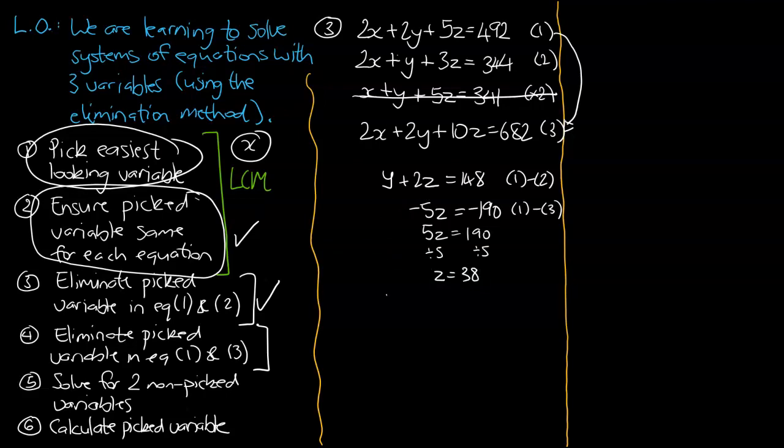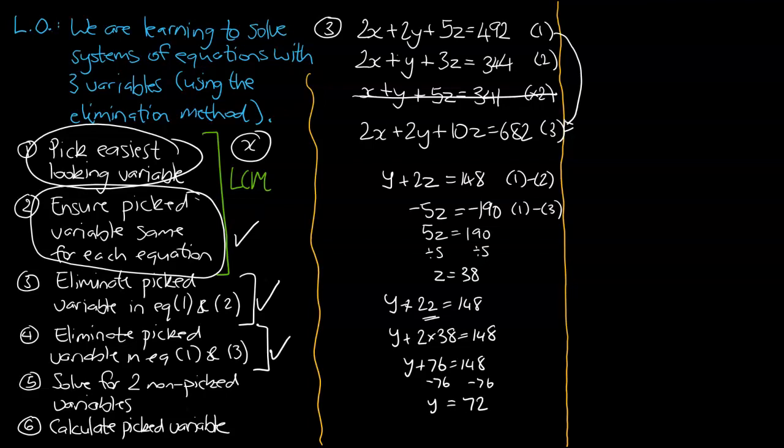So jotting down the equation, I've got y plus 2z equals 148, and we know that z was equal to 38, so we're going to have y plus 2 times 38 is equal to 148. y plus 76 equals 148. And this is nice. We're going to subtract 76 from both sides, which means y will be equal to 72. So I've eliminated 1 and 3, and I've figured out z and y, which were my two non-picked variables.